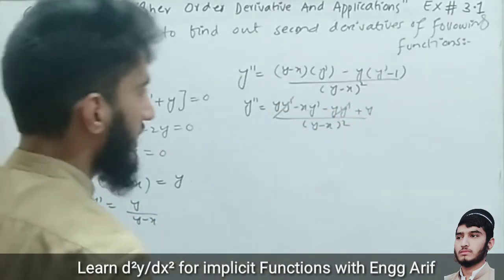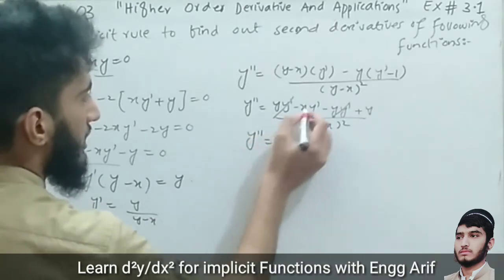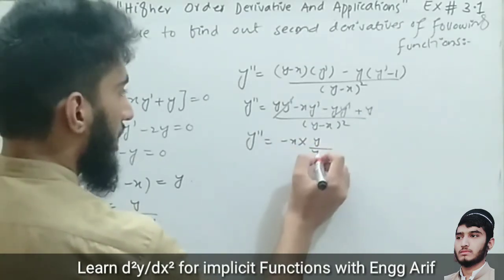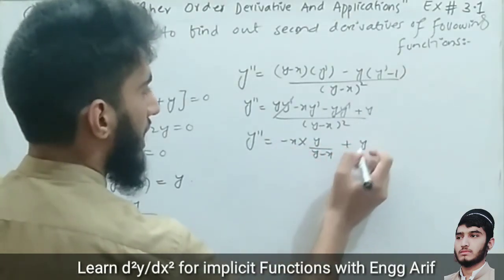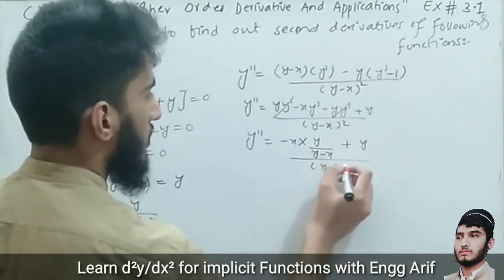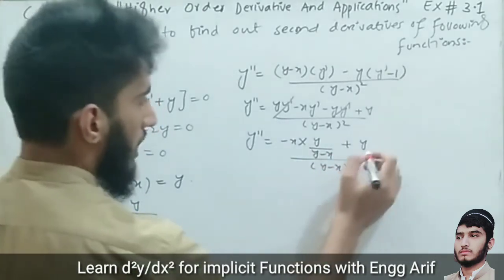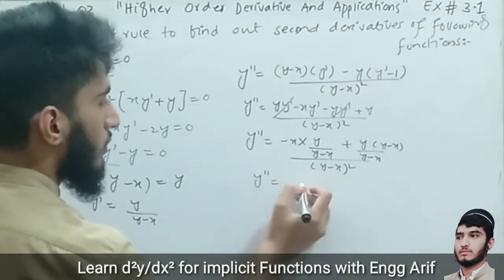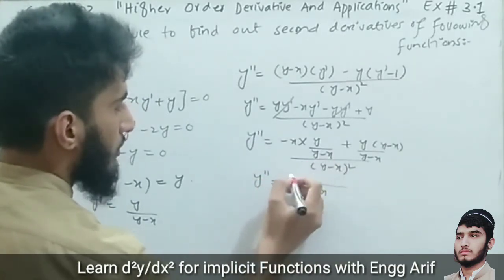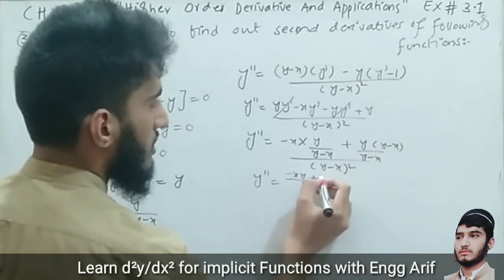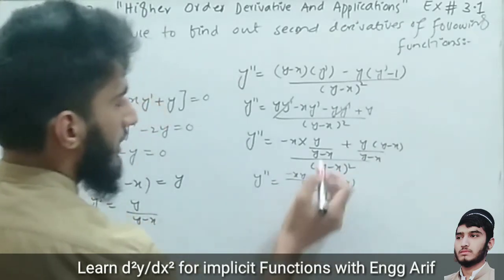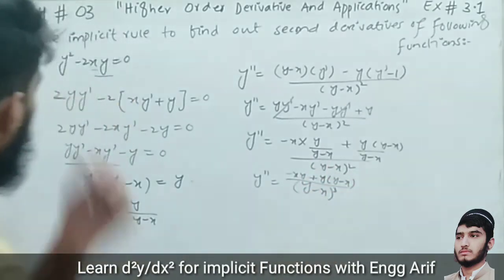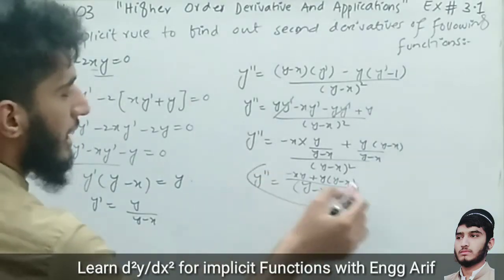Y dash cancels with negative y ratio. From over here y double dash will be negative x multiply y dash. Y dash is y by y minus x, so y by y minus x, and plus y whole divided by y minus x whole square. Now over here I multiply and divide with y minus x. So the LCM in the numerator will be y minus x. So we are left with minus xy and over here plus y into y minus x. And this y minus x will multiply with y minus x, so it becomes y minus x whole cube. So this is actually our required second time derivative.